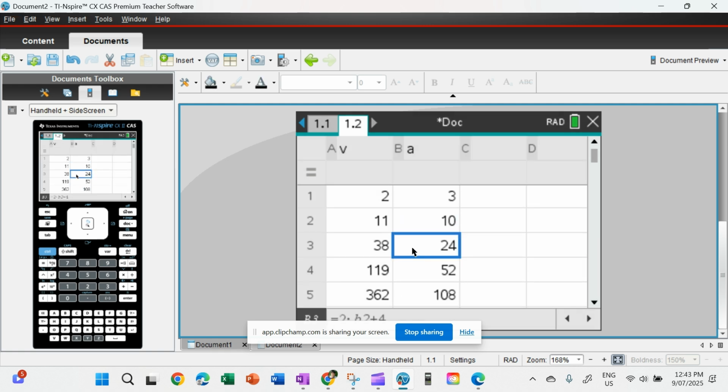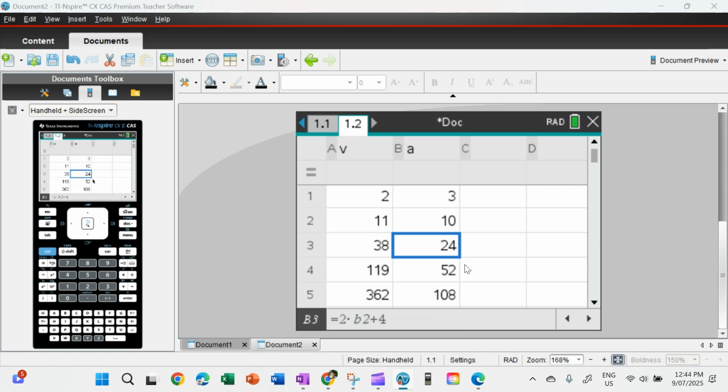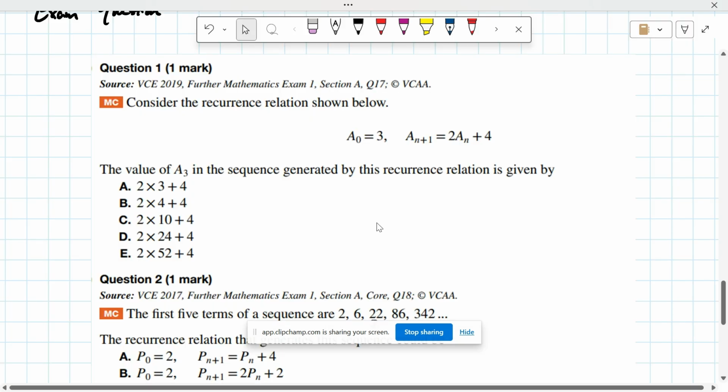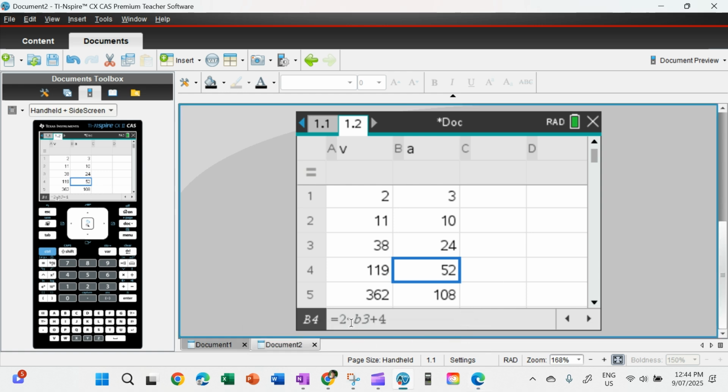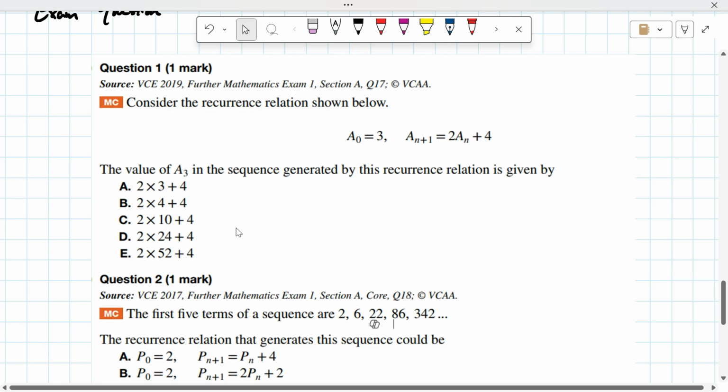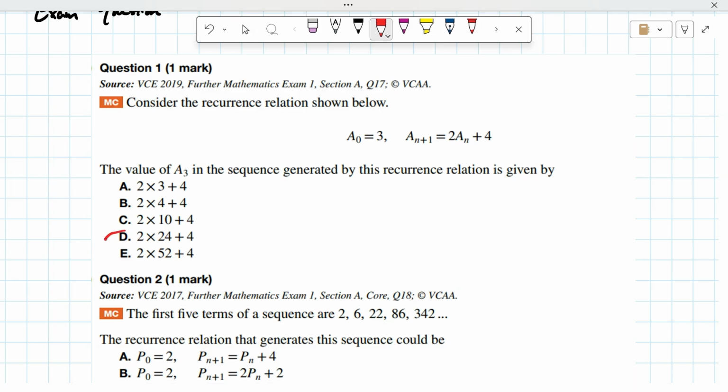Let's see what's the A3 set, right? A3 set. So we're going to find A2 equals, which is A2 equal 24. So A3 will be equal to 2 times 24 plus 4. So then this answer will be equal to D. Does that make sense? Hopefully.